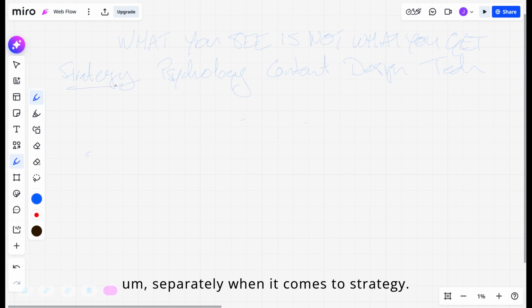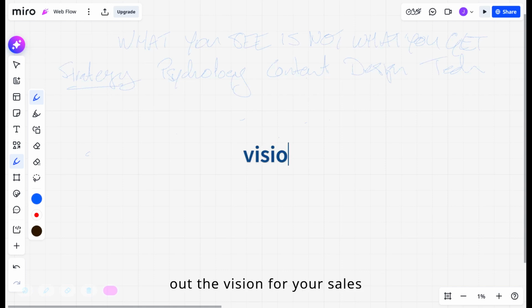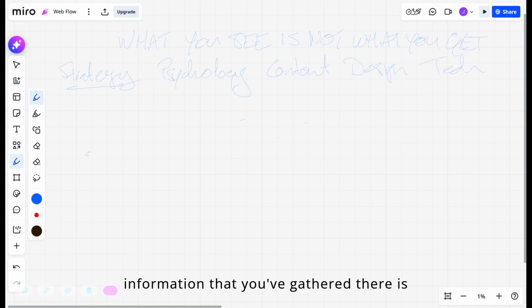When it comes to strategy, your strategy is mapping out the vision for your sales system. And there's quite a few elements within here, because from your strategy, the information that you've gathered there is what informs the rest of the pillars within the funnel: the psychology, the content, the design, and the tech. You start with your objective. What is the purpose of this funnel? What am I trying to achieve? What's my goal? The second thing I look at is avatar.